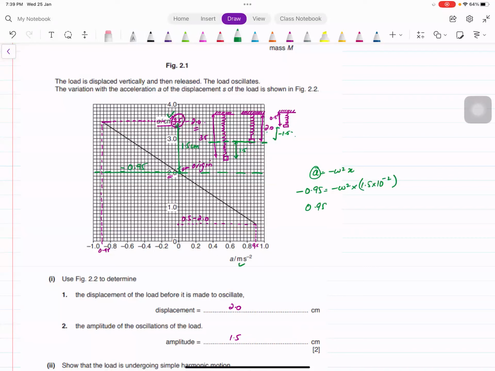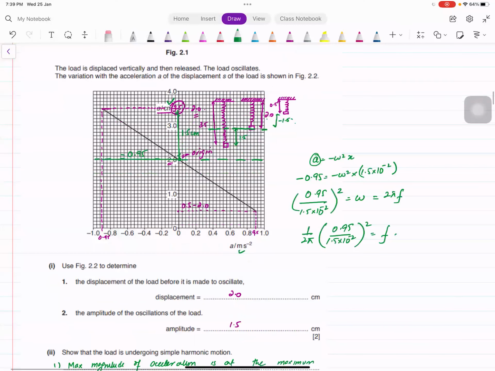So 0.95 divided by 1.5 times 10 raised to minus 2 whole squared will give us omega, which is equal to 2 pi f. So 1 upon 2 pi will be 0.95 divided by 1.5 times 10 raised to minus 2 whole squared. So this will give you the frequency. Can you please find this?